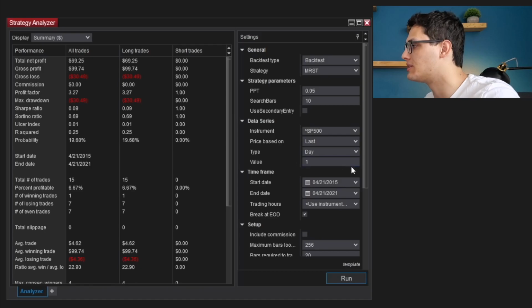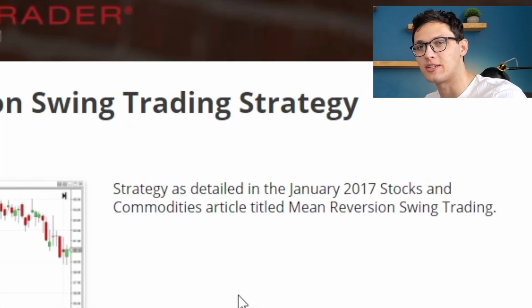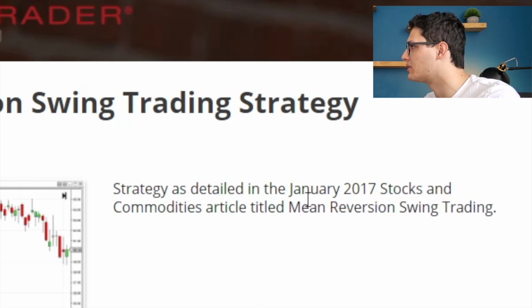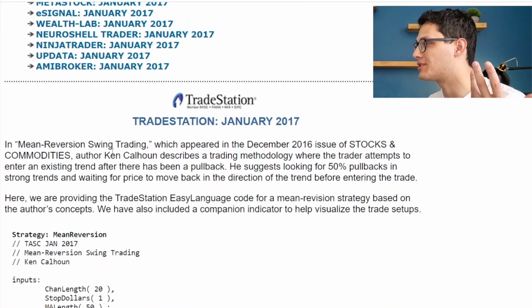So instead I went to this different strategy here called the mean reversion swing trading strategy. This looks like it's based on an article that someone wrote. I can look this up. All right, so I Googled around a little bit and I found this here. It looks like this was a strategy made by some guy named Ken Calhoun.